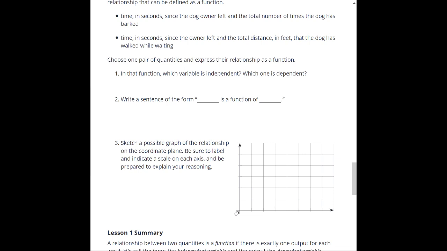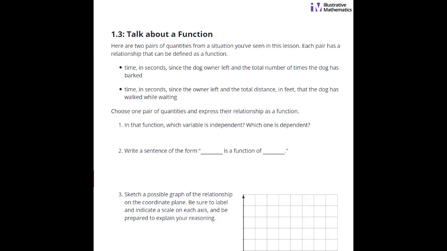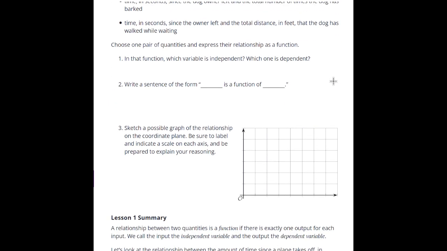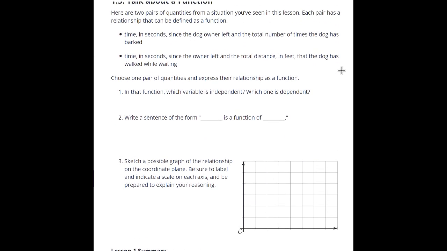Okay, so let's go ahead and take a look at this problem. In that function, which variable is independent, which one is dependent? Usually, most of the time, our independent variable is going to be time. Independent means it doesn't depend on anything else, right? It's just going to keep on happening no matter what we do. We can't stop time, can't change time, so time is independent of anything else.